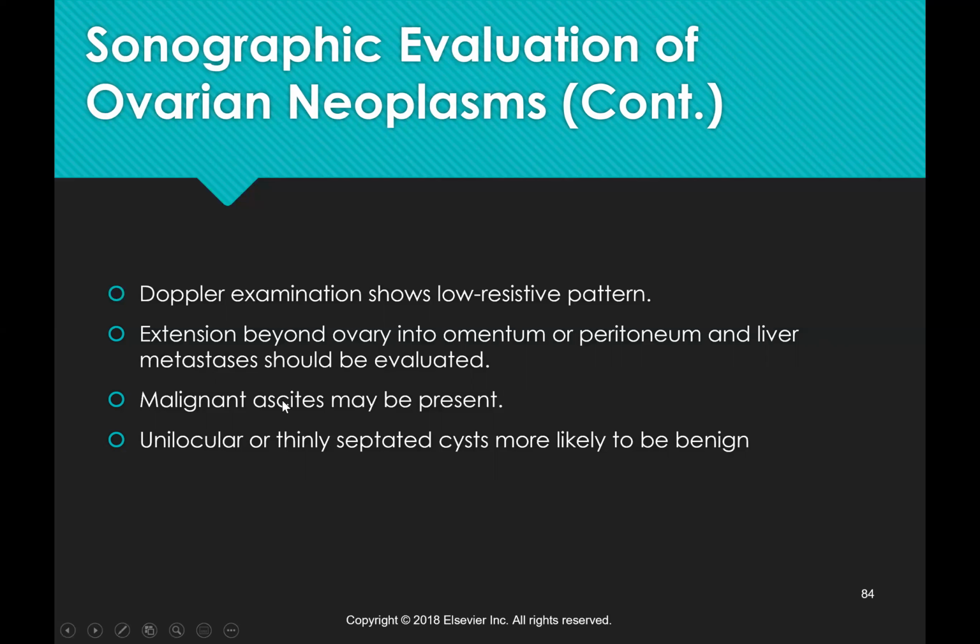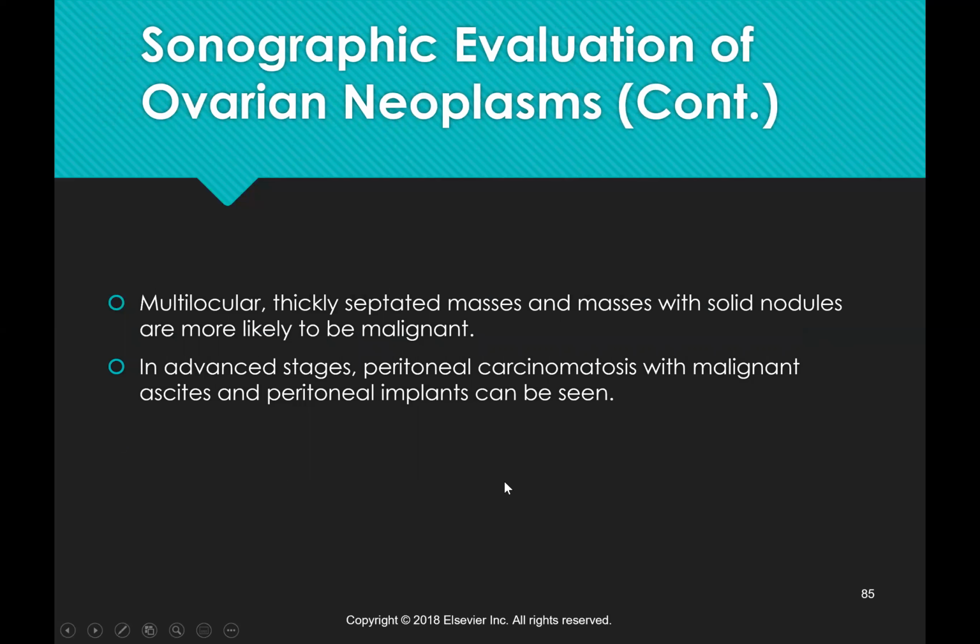And again, thinly septated cysts are more likely to be benign, and multilocular, thickly septated masses and masses with nodules are malignant. So what I want you to know is, if you had to compare a benign cyst and a malignant cyst, what kind of sonographic findings would you see in both of those? That might be something that's going to be on your midterm.